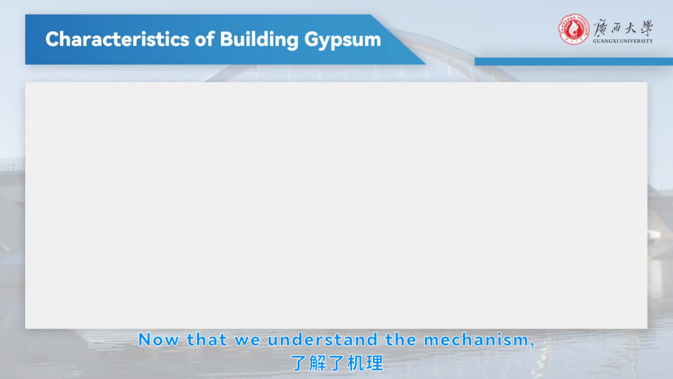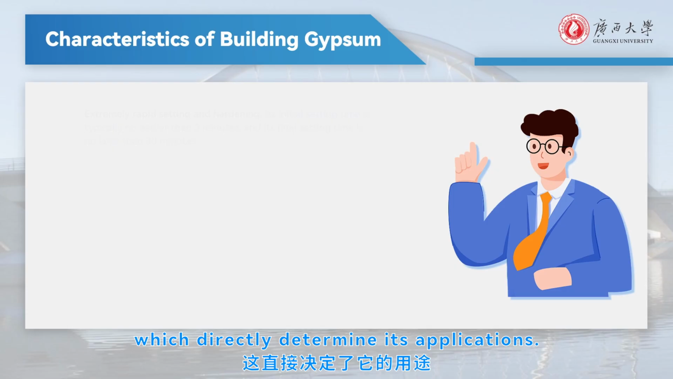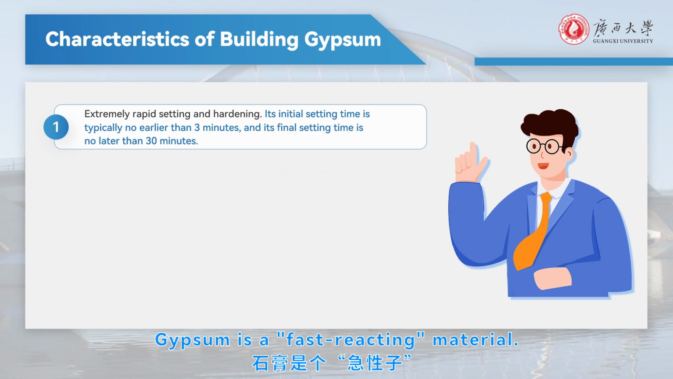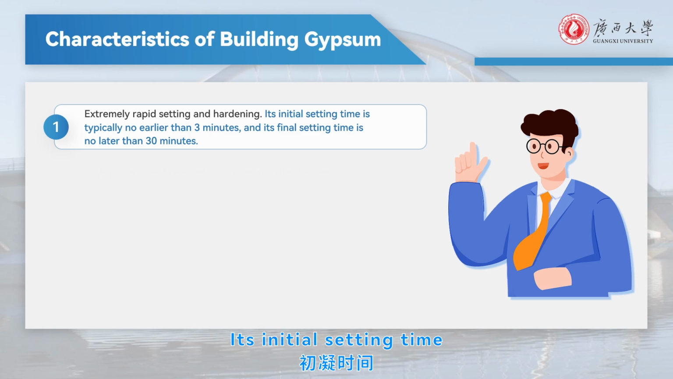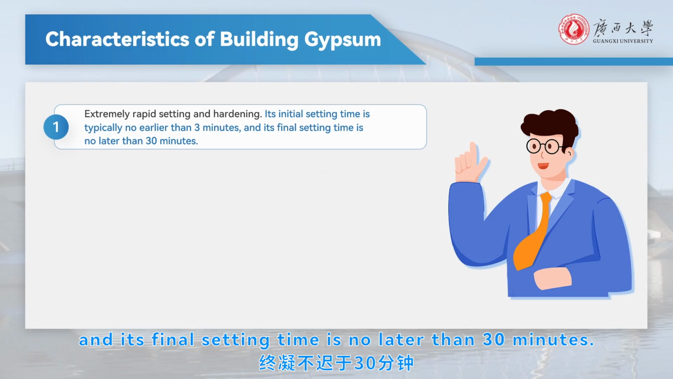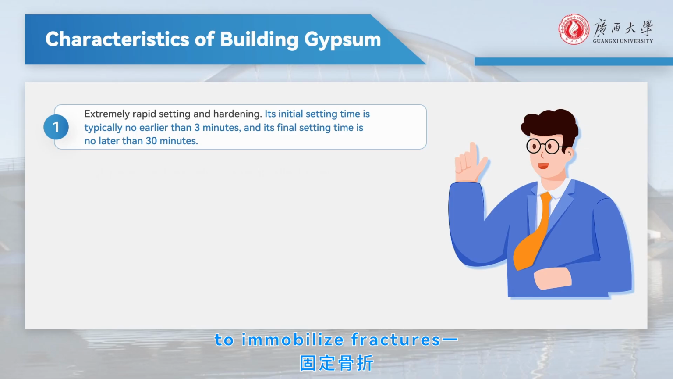Now that we understand the mechanism, let's focus on the 7 key characteristics of gypsum, which directly determine its applications. 1. Extremely rapid setting and hardening. Gypsum is a fast-reacting material. Its initial setting time is typically no earlier than 3 minutes, and its final setting time is no later than 30 minutes. This is why gypsum is used in orthopedics departments to immobilize fractures. It can take shape very quickly.